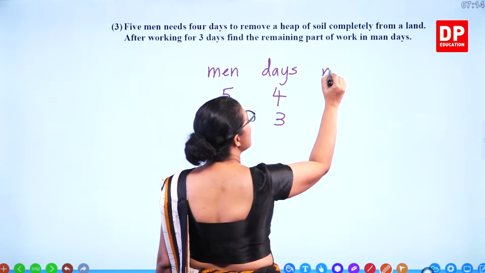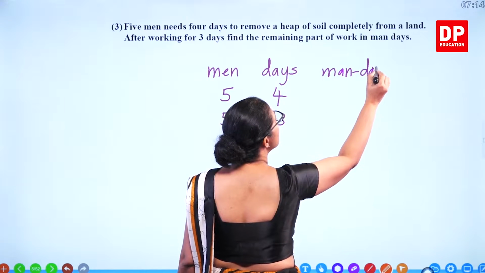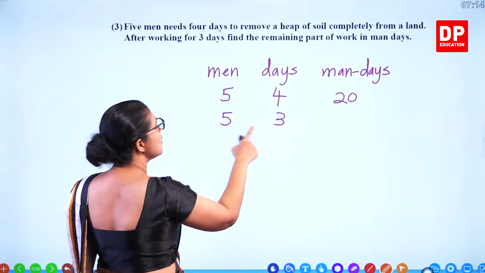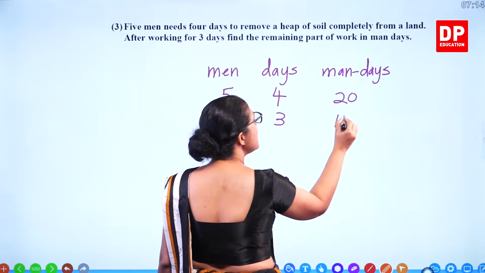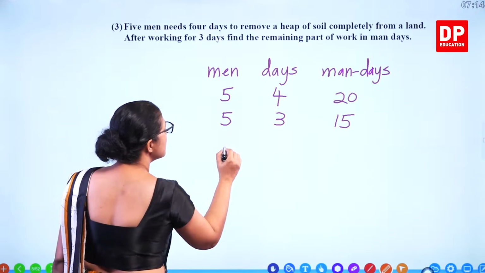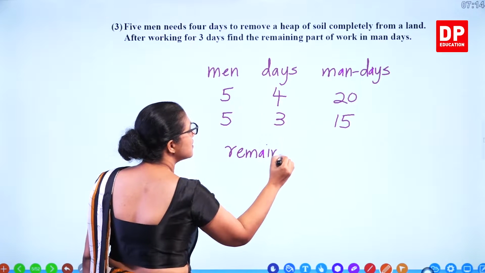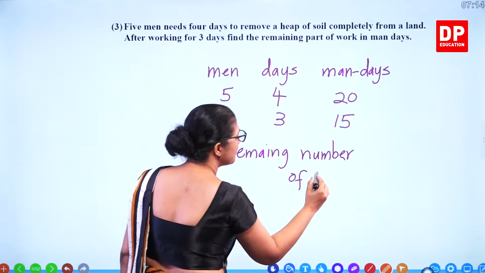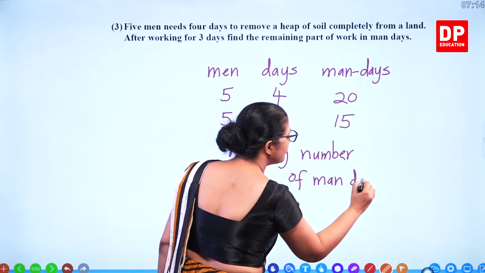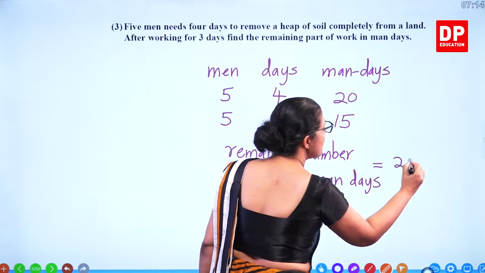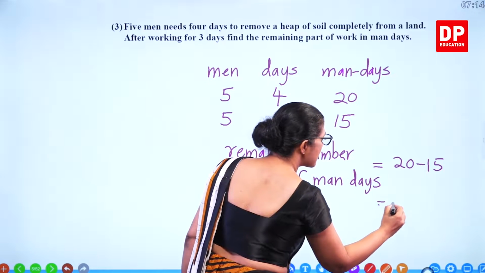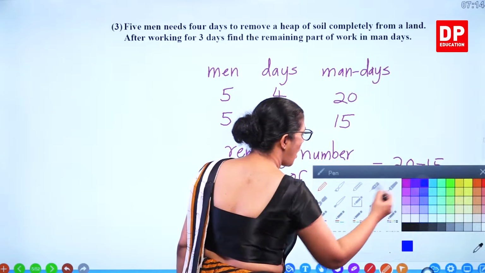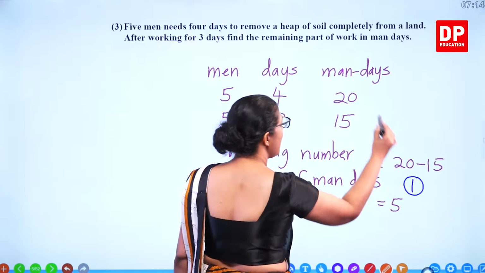So when you calculate man days for the whole work, what's that? 5 times 4, 20. So 3 days they worked. So that means man days, 5 times 3, 15. So what is the remaining number of man days? You can subtract 15 from 20. That's 5 man days. So you get 2 marks, 1 for the answer and 1 for the method.